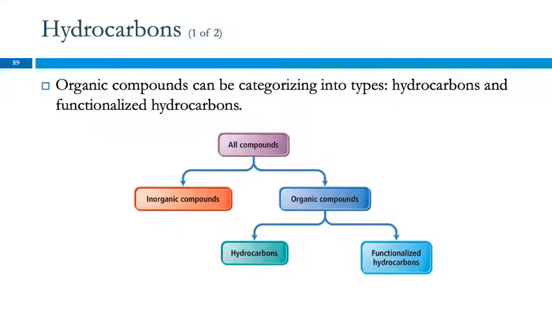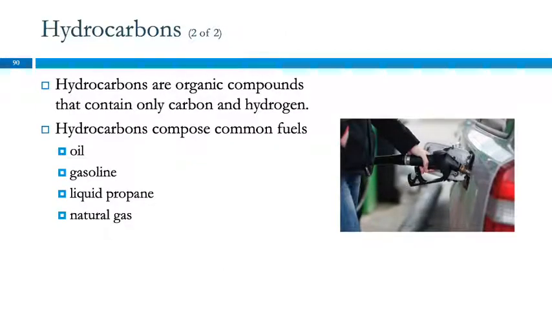So if we add this into our overall nomenclature, we're starting out with all compounds. We have inorganic compounds. That's what we learned about the molecular and the ionic and the acids. Those are inorganic compounds. And then organic compounds. And these can be divided into hydrocarbons, which contain hydrogen and carbon, and things that have more stuff, functionalized. They're called functional groups because they change the function of the compound.